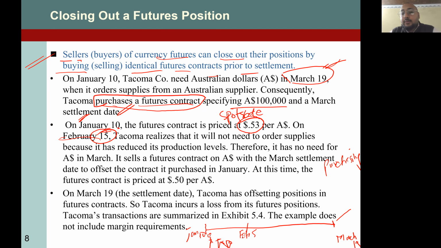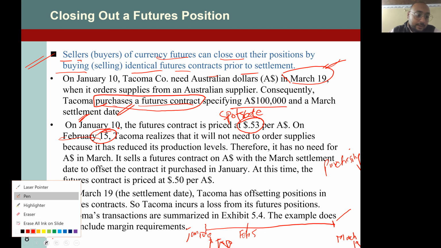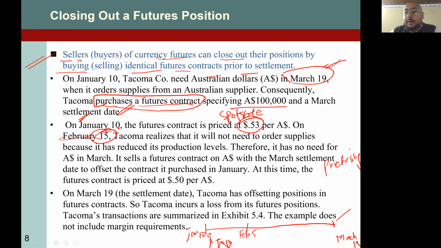Tacoma realizes it will not need to order supplies because it has reduced its production level. So therefore, it has no need for Australian dollar in March. So it sells. So you see, taking opposite position, first purchase and then sells future contract on Australian dollar with the March settlement date. So here they sell.